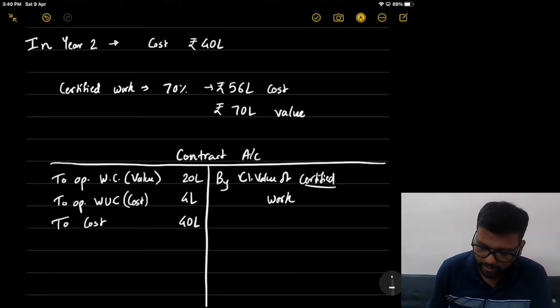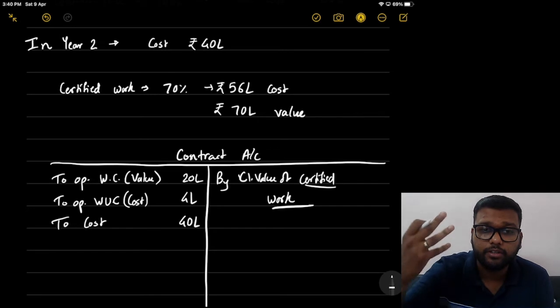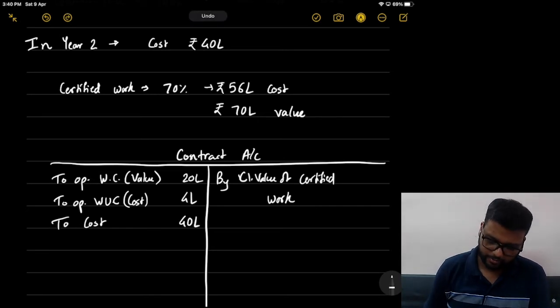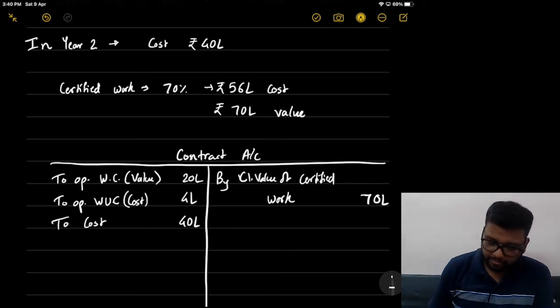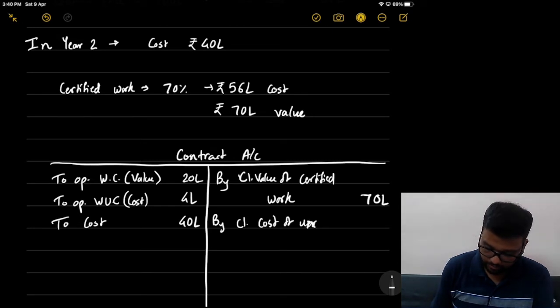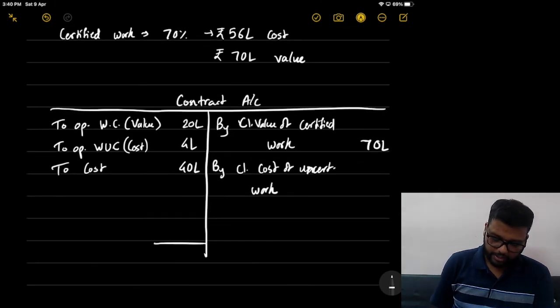For certified work, that is our revenue. So we record 70 lakhs, correct? Fine. Nikhil got it, not 56. Yes, sir. Okay. And we have to reverse what? By closing uncertified. Correct. Cost of uncertified work, right? Yes. And then we'll get profit.